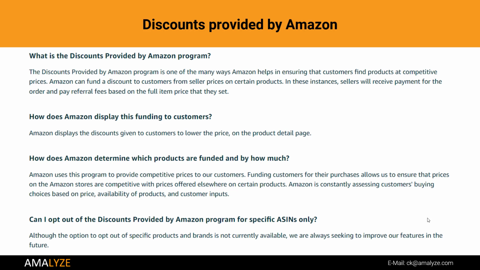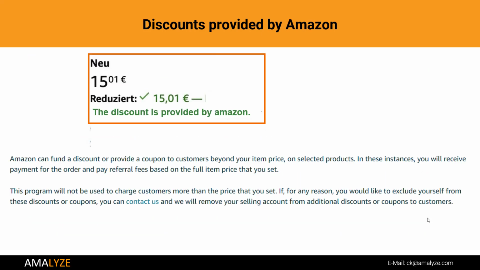And at last, can I opt out? As we have read before, for a specific ASIN, although the option to opt out of specific products and brands is currently not available, we are always seeking to improve our features in the future. That does not mean that you cannot opt out. As you can see here, click on Contact Us.